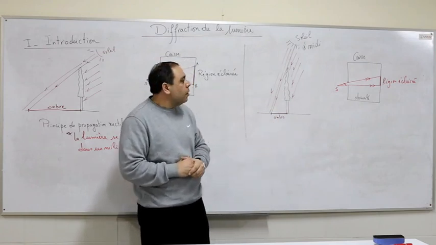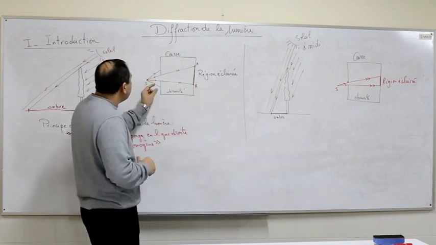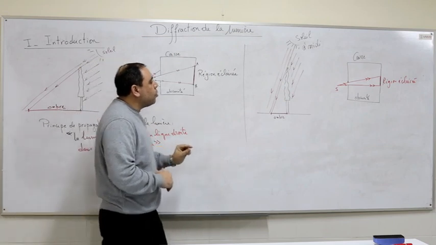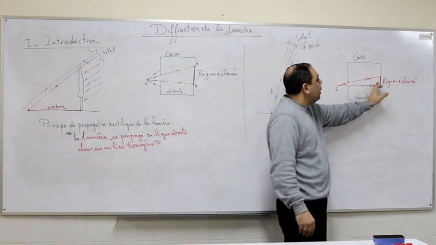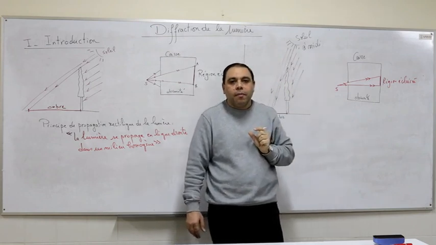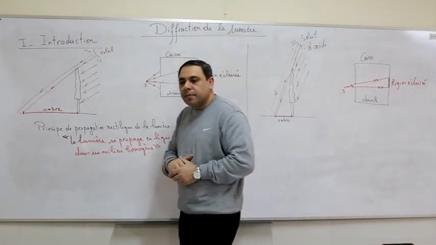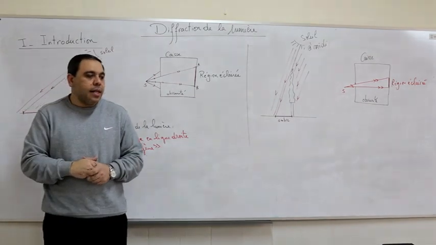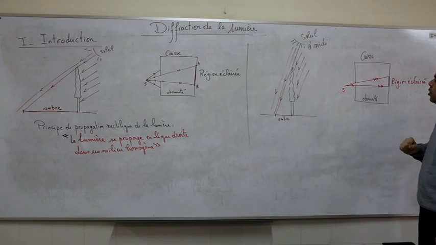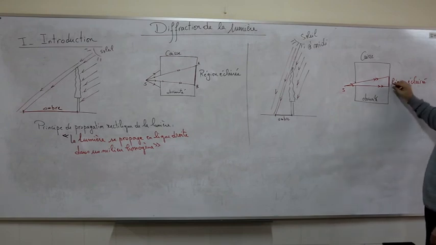And if we decrease the width of the opening, the lit region becomes smaller and smaller in dimensions. The essential question that arises here is, what if the width of the opening was made extremely small?